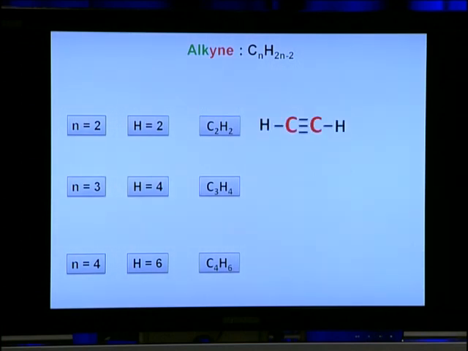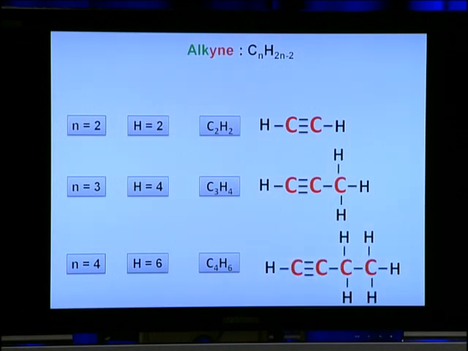If you are asked to draw the structure of these compounds, which are the family of alkyne, you will always find a triple bond between 2 carbon atoms at least. At least one triple bond between 2 carbon atoms. This is the structure of C3H4, where you find a triple bond between the first carbon and the second carbon. And this is the structure for C4H6.